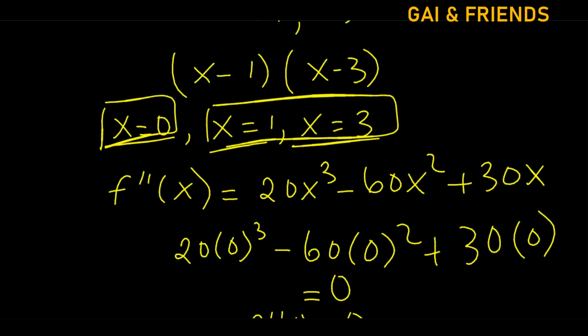But if it so happens that all your critical points are stationary, you might need to find the third or fourth derivative to test whether you can find a maximum or minimum, or whether you cannot find one.